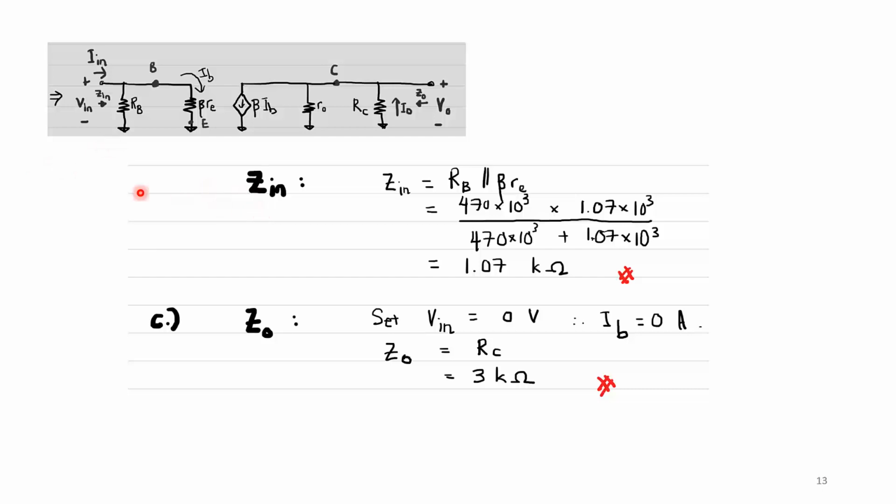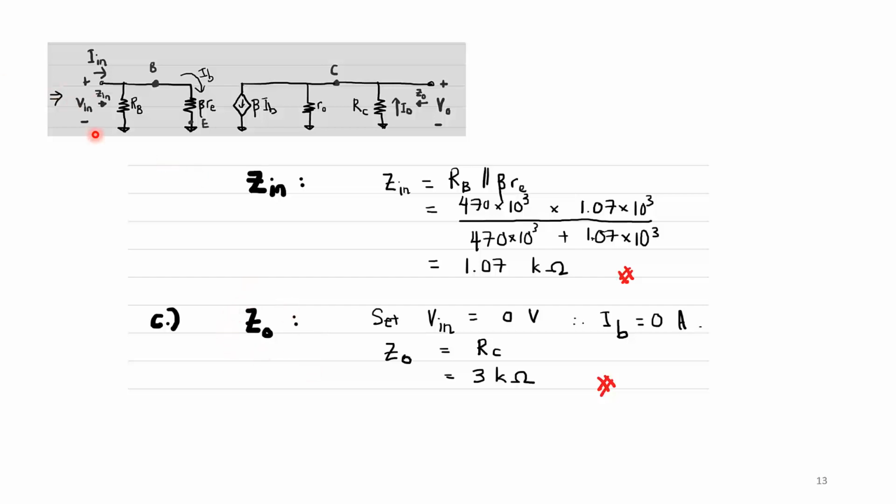So Zin is going to be the parallel combination of RB and beta RE, which will give me 470 kilo ohms parallel with 1.07 kilo ohms, and the value is equal to 1.07 kilo ohms. Now maybe there's going to be a slight difference here if you consider more significant figures, but what it's saying is that yes, 470 is more than 10 times 1.07, so you do expect it to be almost equal to beta RE.